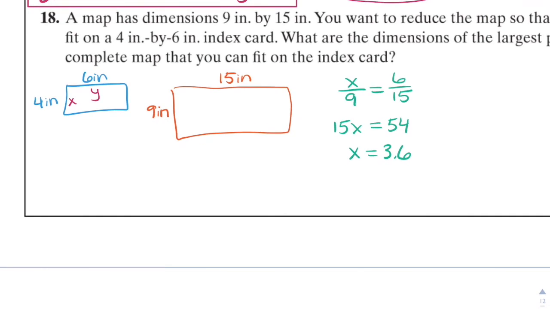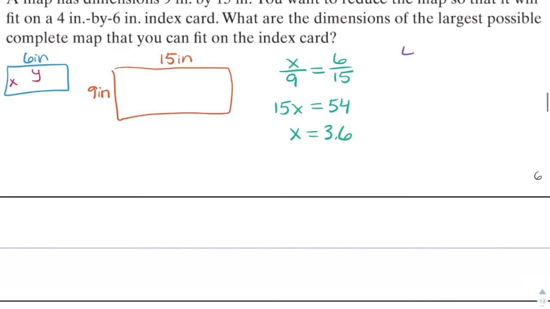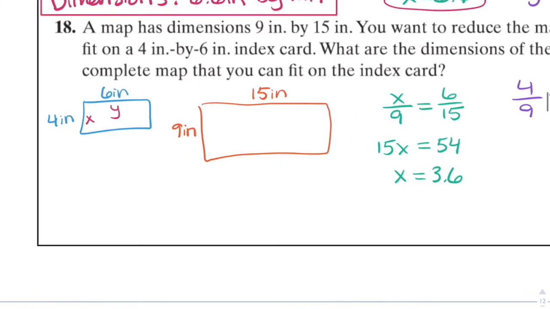X is to 9 as 6 is to 15. So we're going to do 4 is to 9 as y is to 15. Notice I set it up a little differently than above. Above I did 3 is to 5 as 8.5 is to 11, and I replaced one of the variables with an x, and I did the same thing with a y. In this case, I went from the left image to the right image.